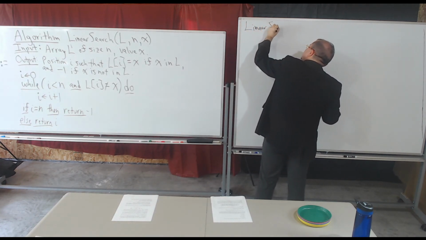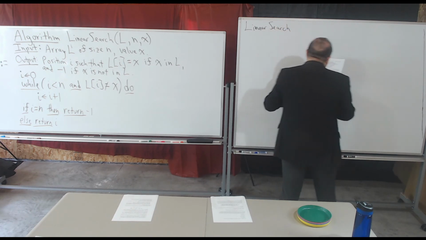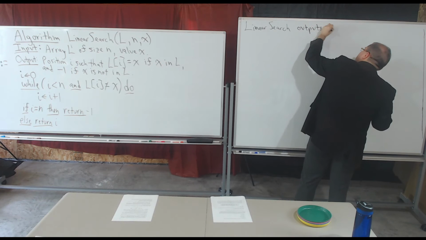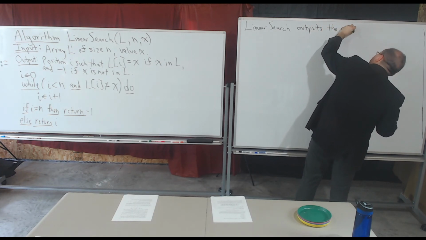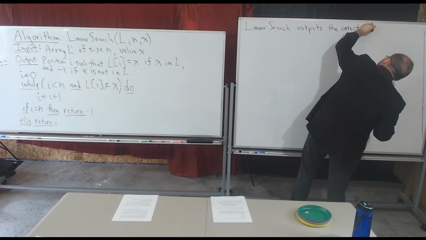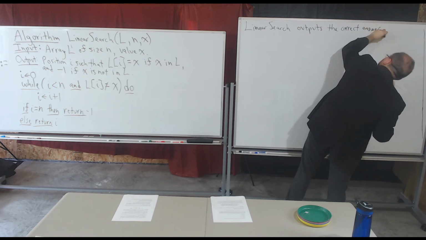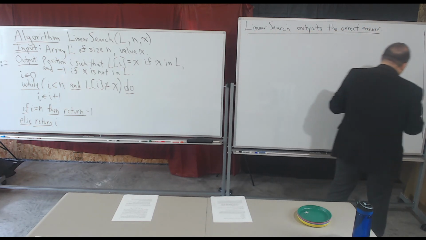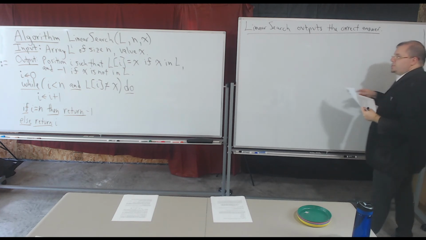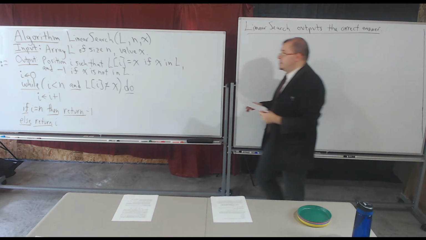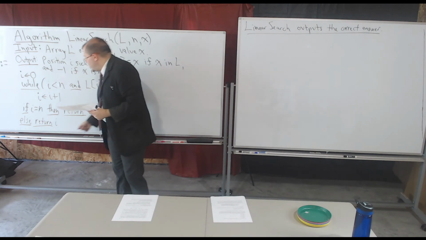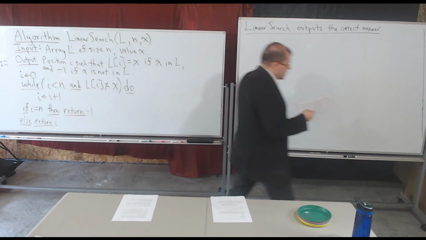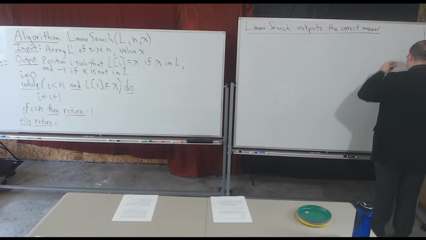Linear search outputs the correct answer. That's the claim. So we're going to prove that. Now, I want you to notice that the only places where this is going to output is down here, where we have the return statements. Either it's going to return -1 or it's going to return i. Let's observe this, and we're going to find out we're going to have two cases.